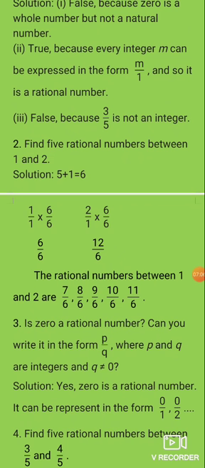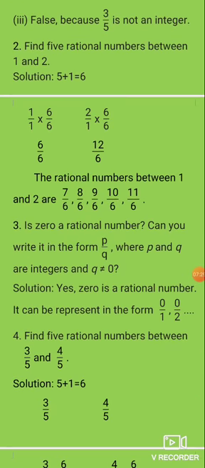Now, next question, a simple one. Is 0 a rational number? Can you write it in the form p by q, where p and q are integers and q is not equal to 0? Yes, 0 is a rational number. We discussed it can be represented in the form 0 by 1, 0 by 2, 0 by 3, etc. So 0 by 1 is 0 itself. 0 by 2 is 0 itself. Like that.